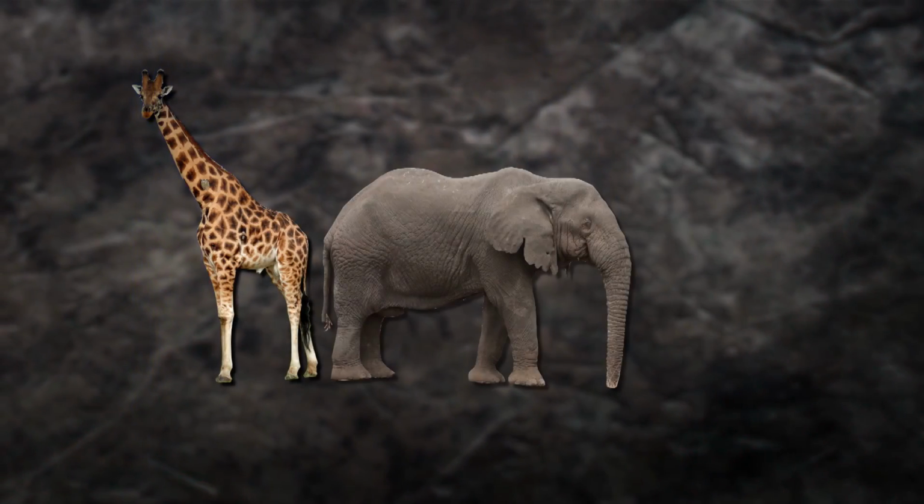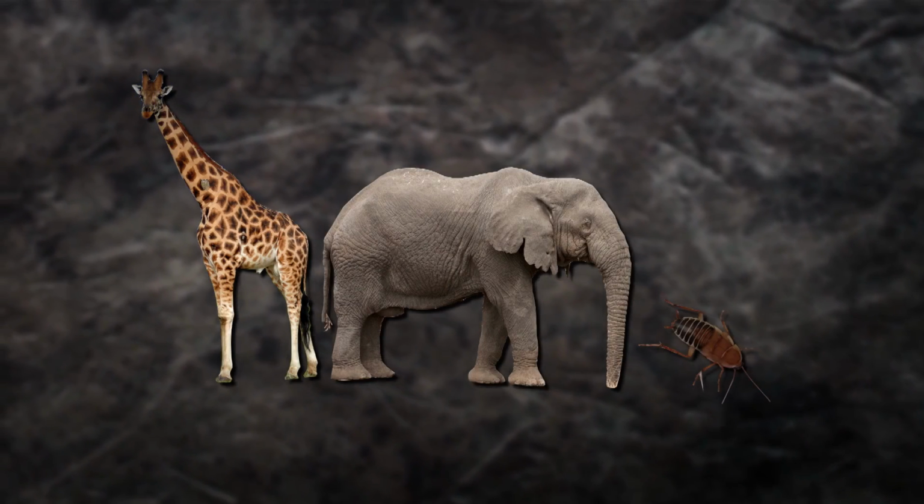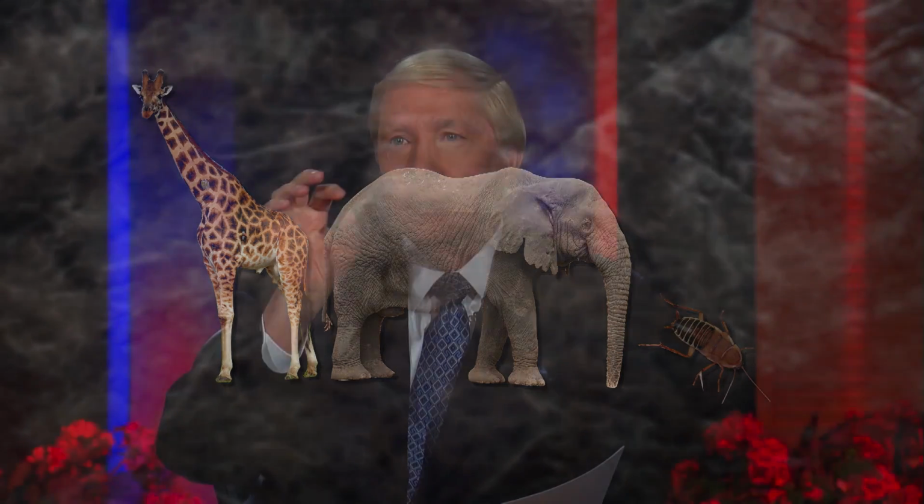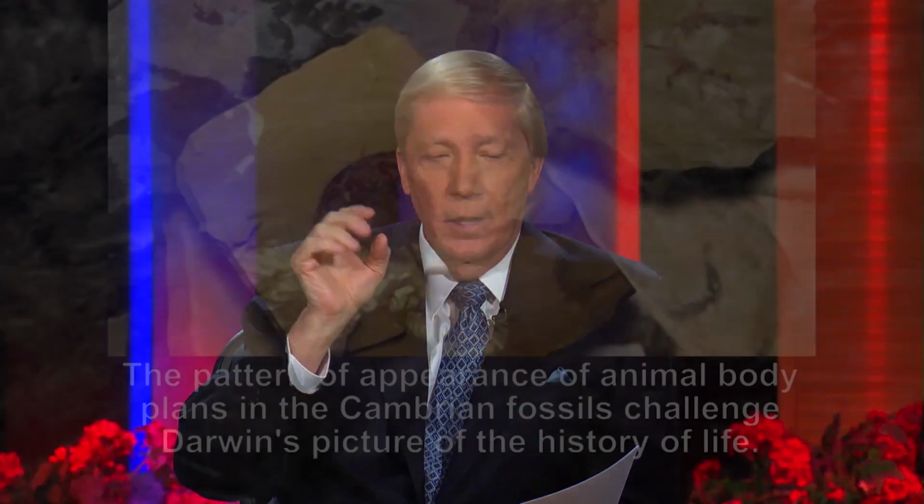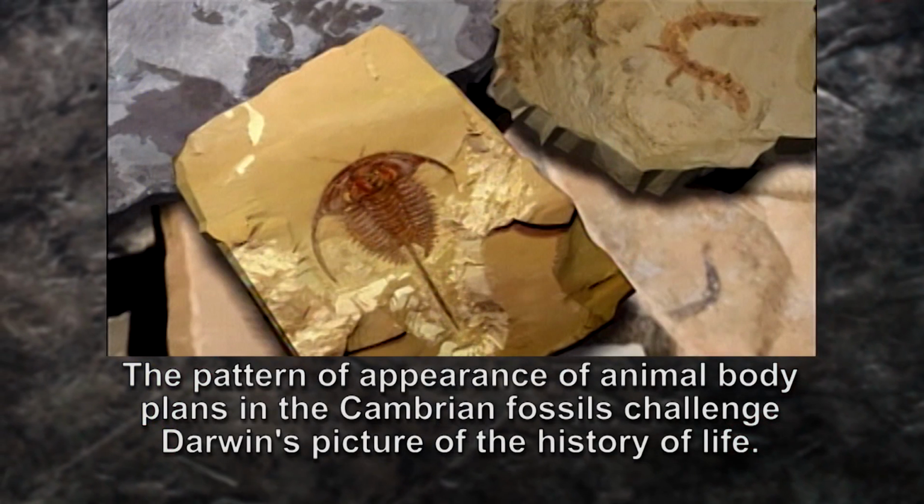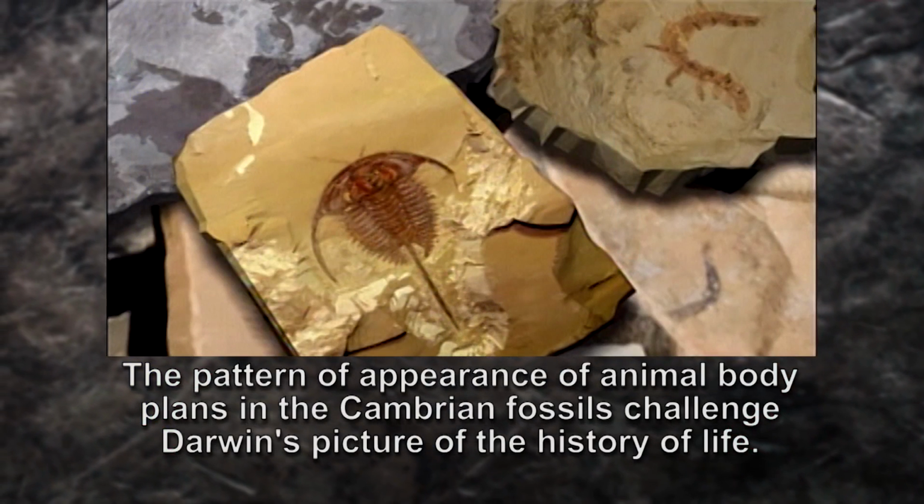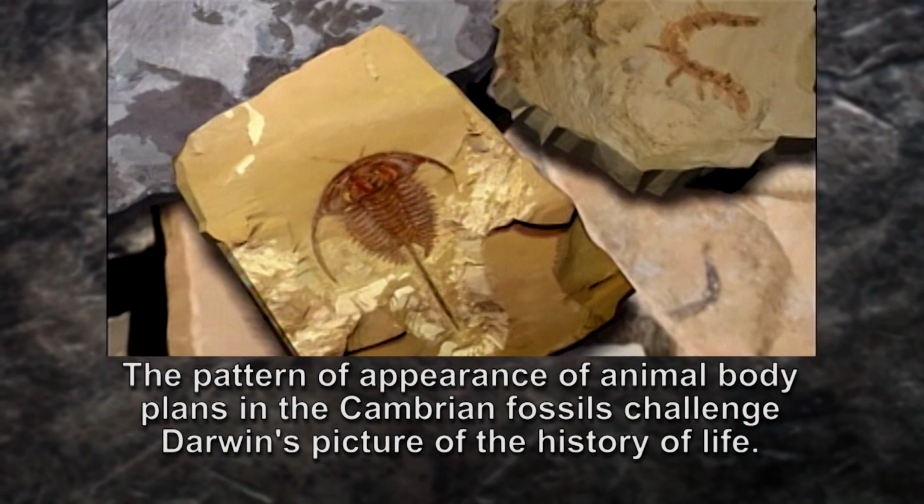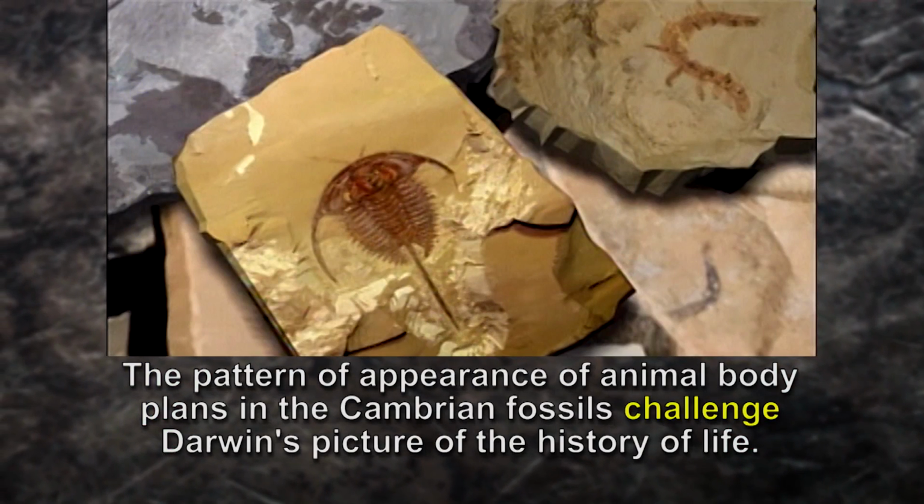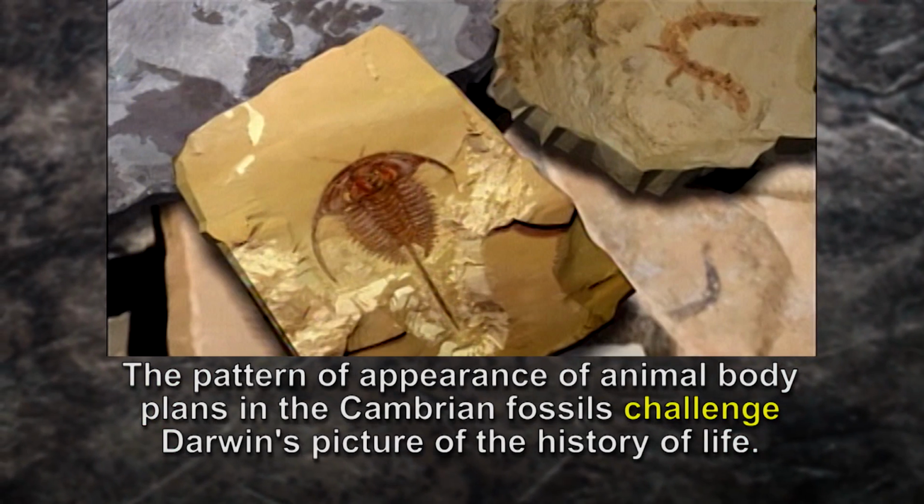Stephen, you know, when you look at the world, there's a difference between a giraffe, an elephant, and a cockroach, okay? And what you're saying is it took information to make those differences, a lot of different information. When you go back to the pattern of appearance of animal body plans, even in the Cambrian fossils, they challenge the Darwinian picture of the history of life. Explain a little bit more.